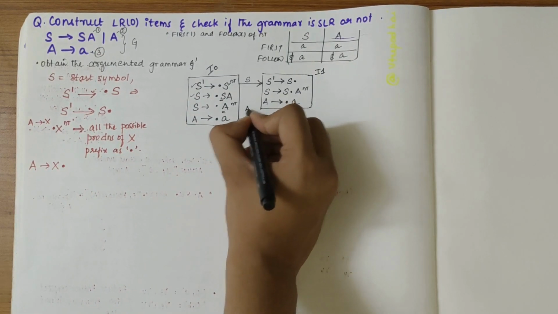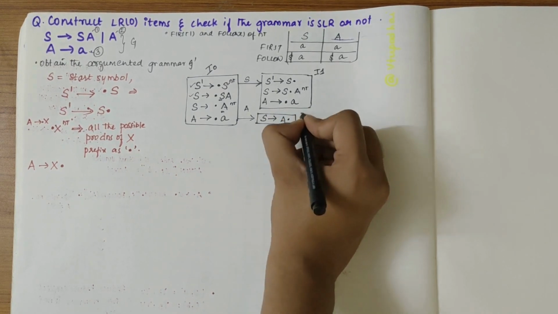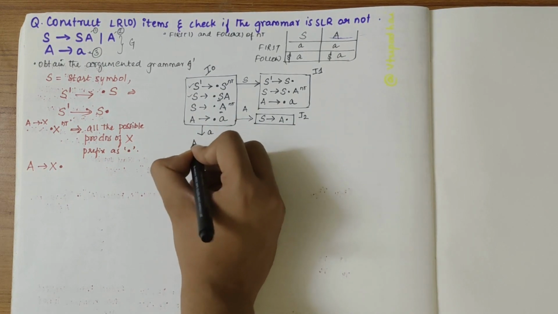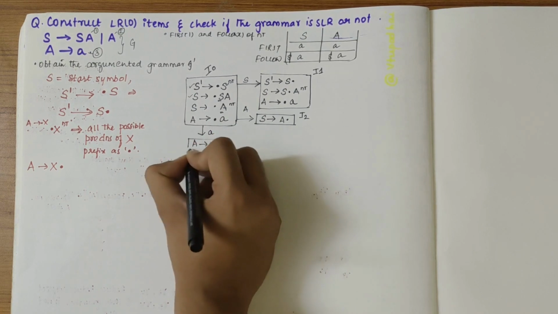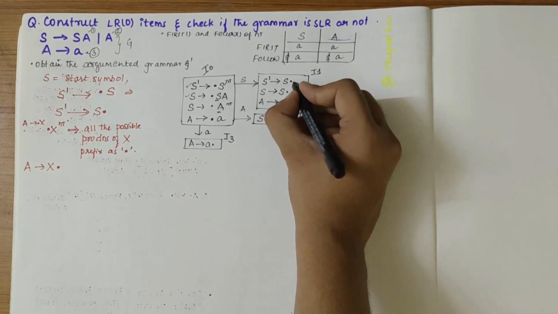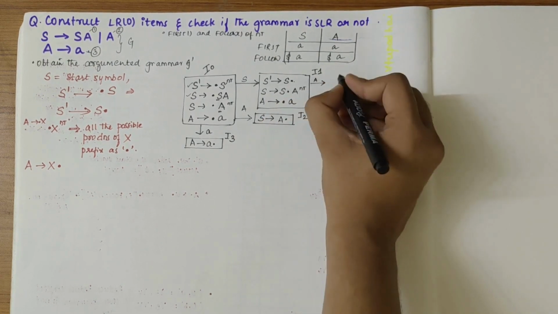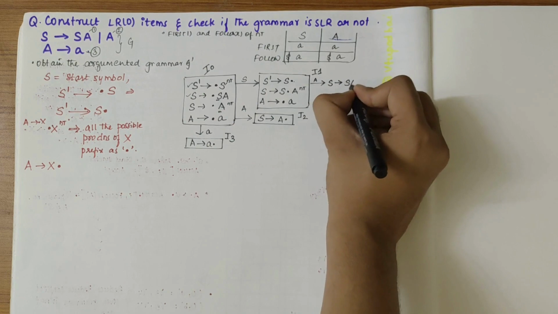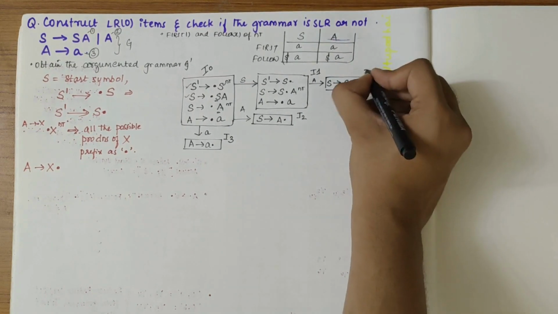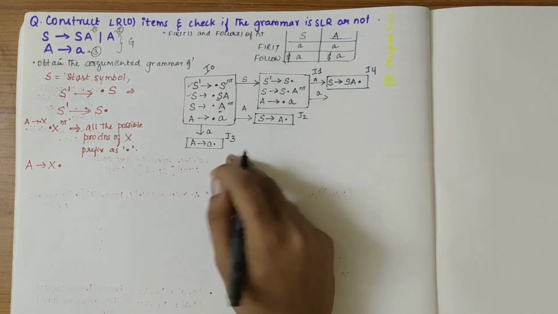Now I have capital A here, so I'll write S derives A dot. I'll name this as I2, and here I3 would be over small a. I get A derives a dot. So this is I3. Now coming on to I1, here this is fine, the dot is at the end. Here I have to shift the dot over A. So I'll write S derives SA dot. So I've shifted the dot towards the end. This would be I4, and over small a I would obtain I3.